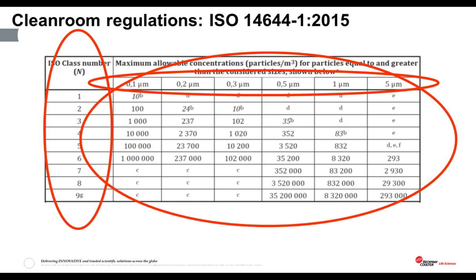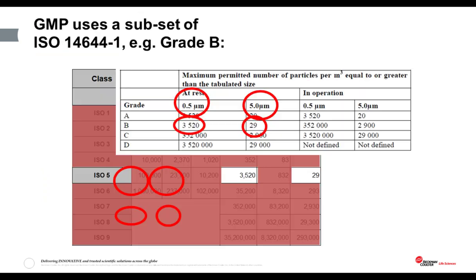And for those of you with sharp eyes, you will notice that at ISO class 5, for 5 microns, there's no number in the table anymore. That was removed in the 2015 version. However, if you're complying with the European GMP or World Health Organization, that 5 micron particle size is still in those regulations. So even though it's gone from the 14644 document, you still have to measure those if you're complying with European or World Health Organization rules.